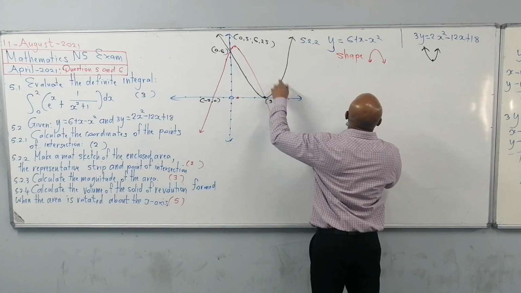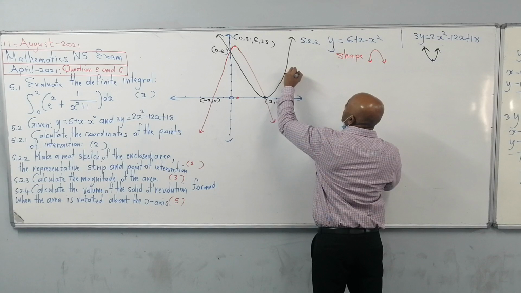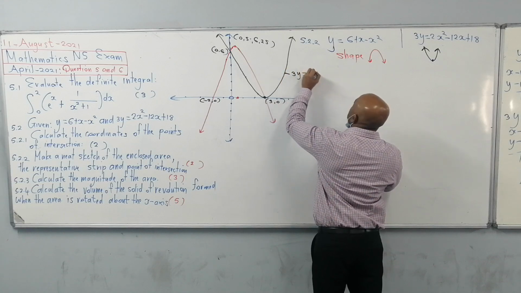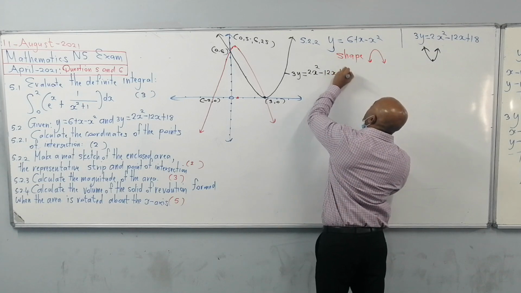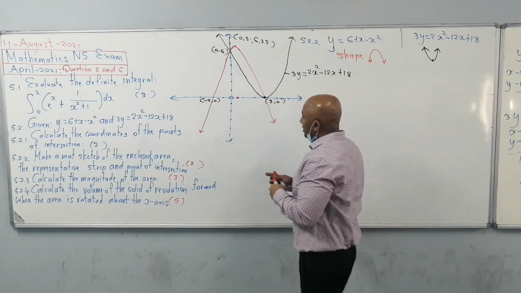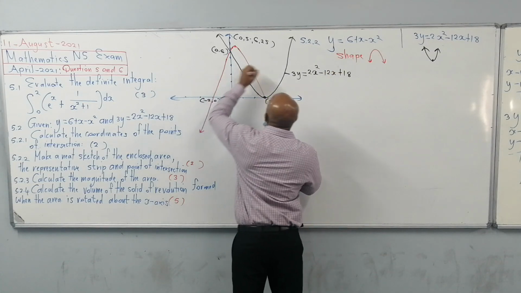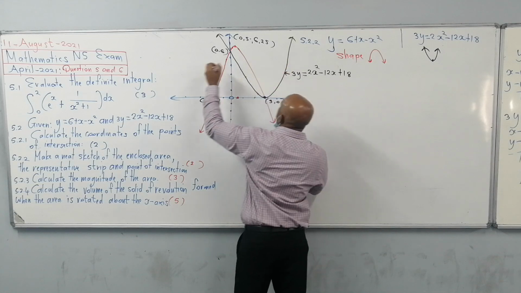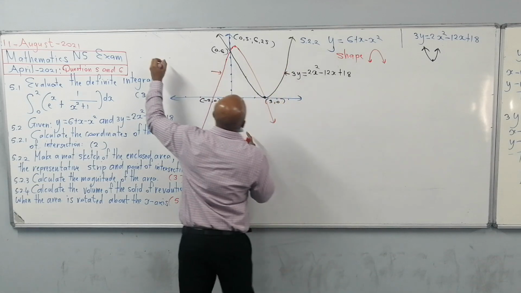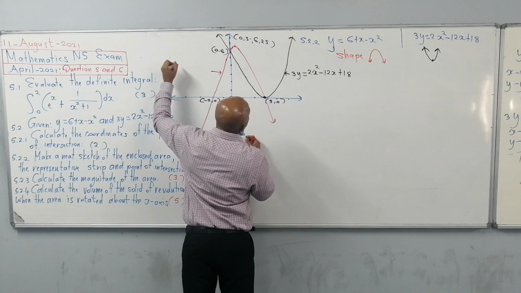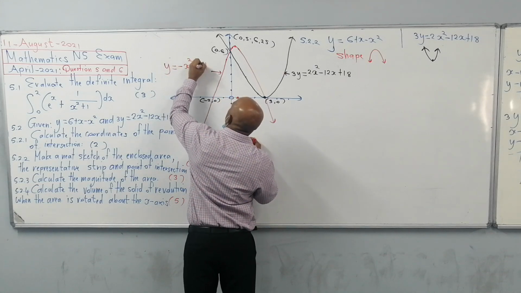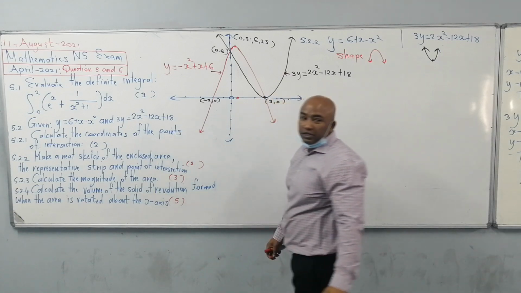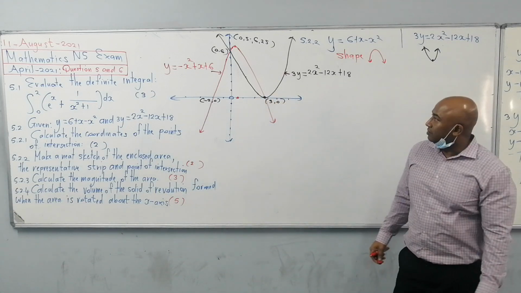So what is this graph called? This here is 3y is equal to 2x squared minus 12x plus 18. And this graph is y is equal to minus x squared plus x plus 6. Very important that you see the picture here.